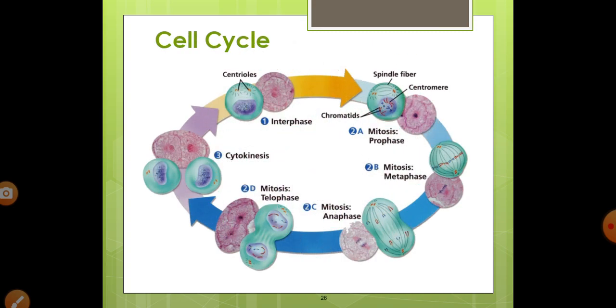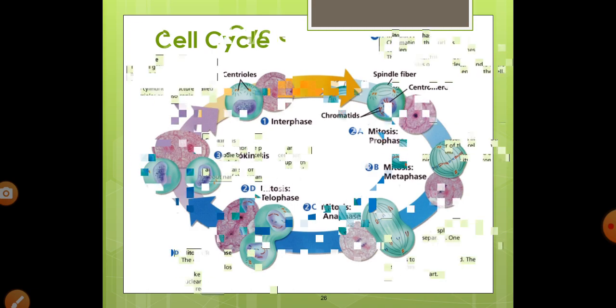We can take a short recap. Interphase is the stage where the cell prepares itself for the mitotic division. And the first stage is the prophase, second metaphase, third anaphase, and fourth telophase. In these four stages, the nucleus divides from one nucleus into two, and finally in cytokinesis, the cytoplasm divides so that equal portions are given to the two daughter cells.